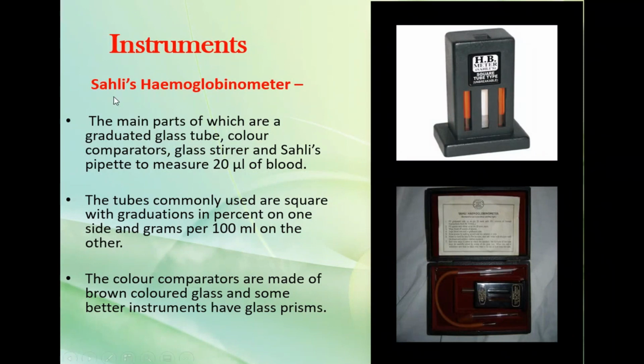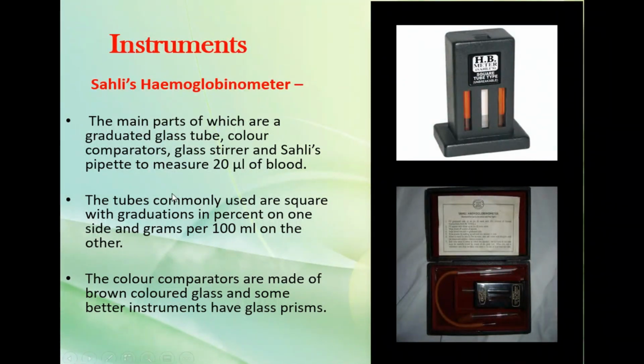So Sahli's hemoglobinometer has main parts: a graduated glass tube, a color comparator, so you can compare the color with the standard one, a glass stirrer, and a Sahli's pipette to measure 20 microliters of blood. So we'll collect the 20 microliters of blood from here, suck it up, and use that for the estimation.